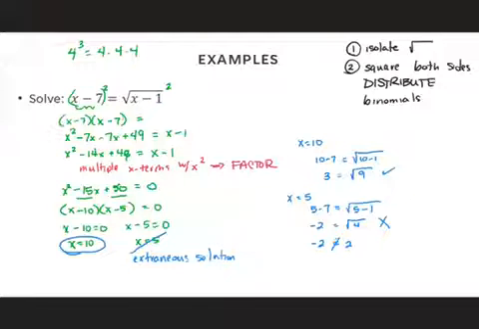Now, when you do this, always check both numbers. It is 100% possible to have two answers and neither one of them works. It's 100% possible to have two answers and both of them work. So always check it. Plug them in, plug in all of them. Sometimes one works, sometimes none of them work, sometimes both of them work. Okay.